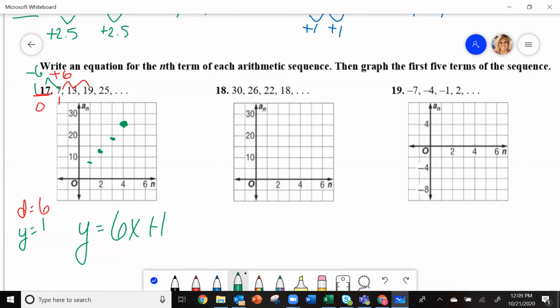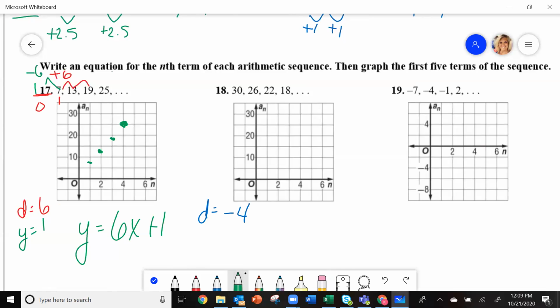All right, let's try this again and kind of figure out how this works. First, I need to find my difference because that's going to be my slope. What is it changing by? How do I get from 30 to 26? I'm going to subtract 4. That's my difference, minus 4.